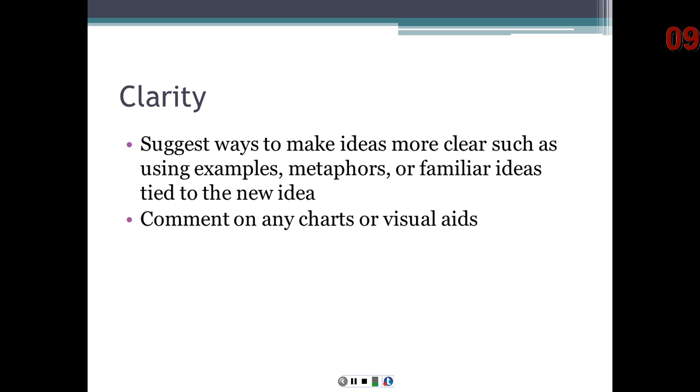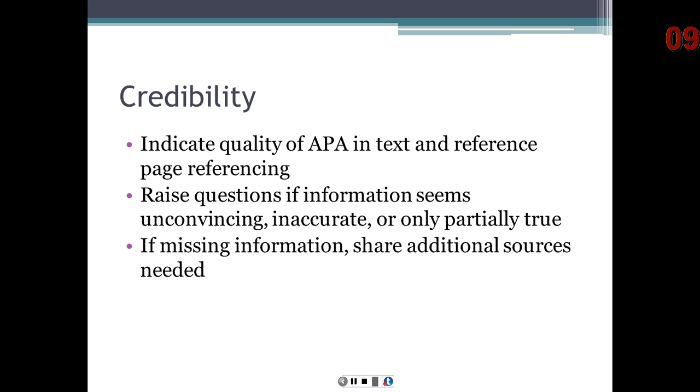Also, this would be a good place to comment on any charts or visual aids or tables that they use in their particular work. So be aware if the charts and tables are unclear, you need to mention that to the writer. Lastly, for credibility, I encourage you to indicate the quality of the APA in-text and reference page referencing.